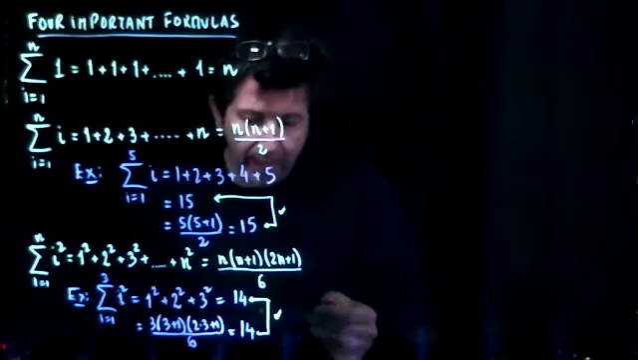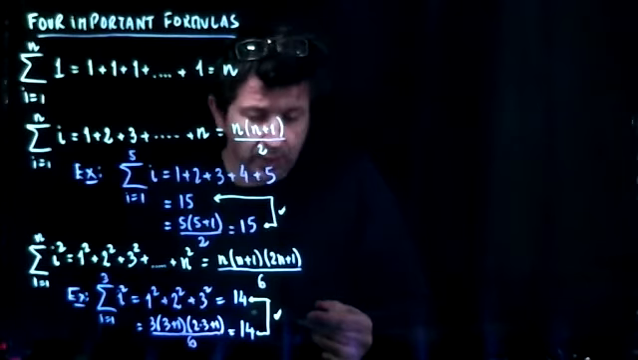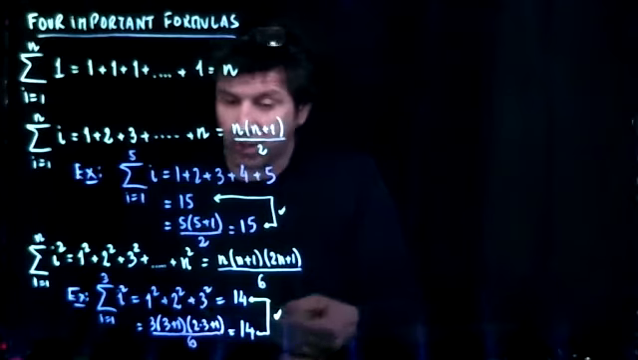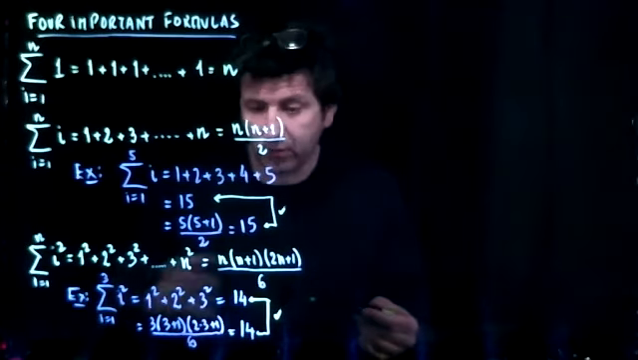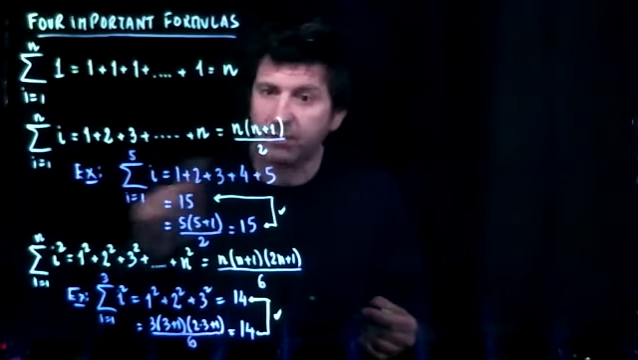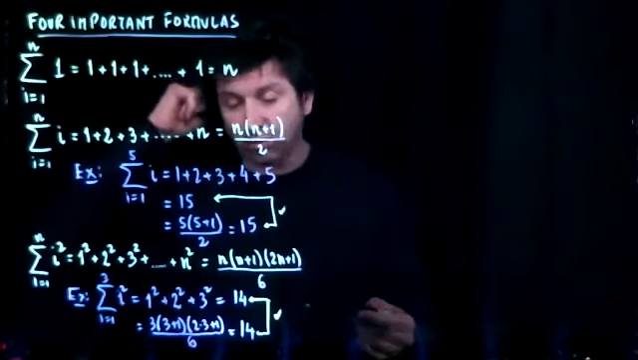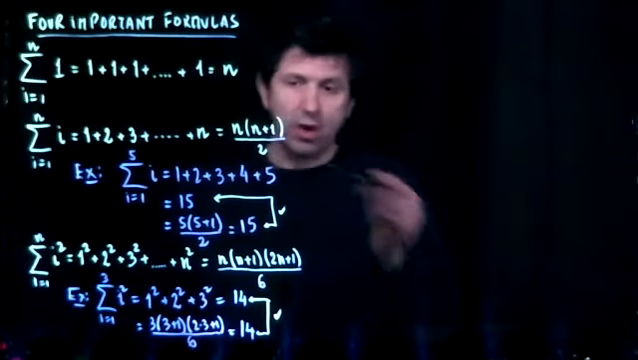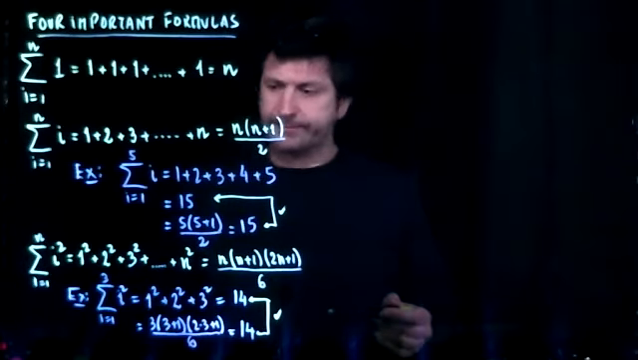Of course, that's not a proof. A proof would be to check that it works for every n. I just checked for n equals 3 here, and it worked. I checked for n equals 5 here, and it works. It's a hint that it should work, but that's not a proof. Okay, so we're going to prove it.